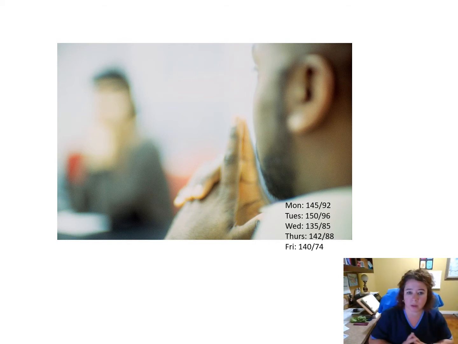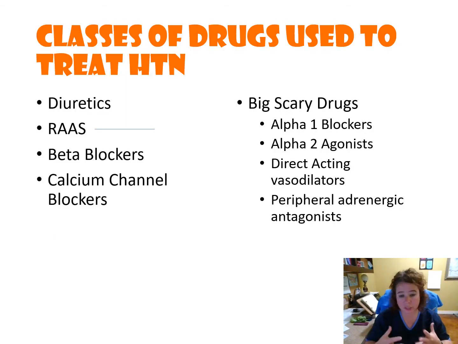So we're going to keep moving forward. We're going to learn about all these different classes of antihypertensive medications and how we can use those in our practice. Here's a breakdown of all the different classes of medications that we can use to control blood pressure. I put the most common ones on the right-hand side, and then again, we have these big scary drugs. The reason they're big and scary is that these medications are more likely to cause orthostatic hypotension.